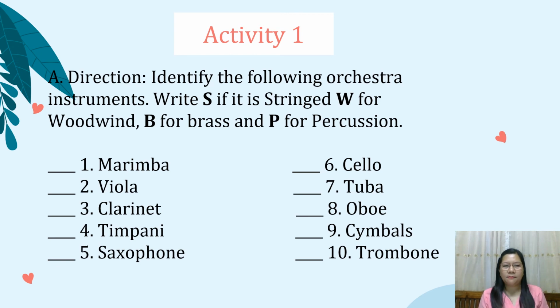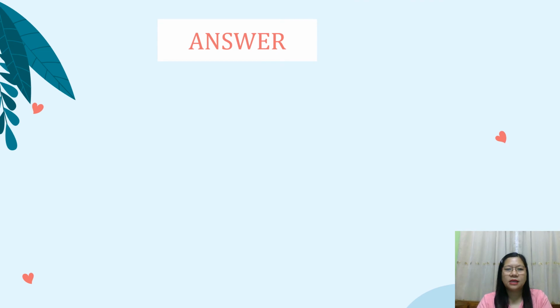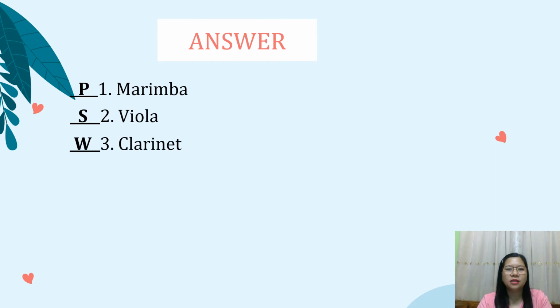Time is up. Class, let us check if your answers are correct. Number 1, marimba. If your answer is P, you are correct. Number 2, viola. If your answer is S, very good. Number 3, clarinet. If your answer is W, very good.